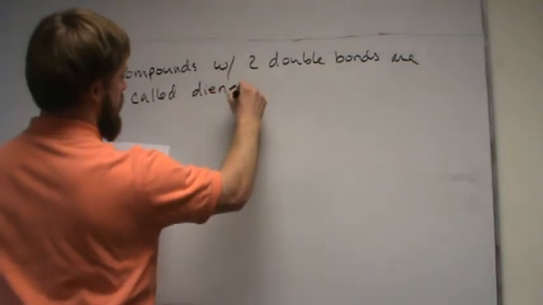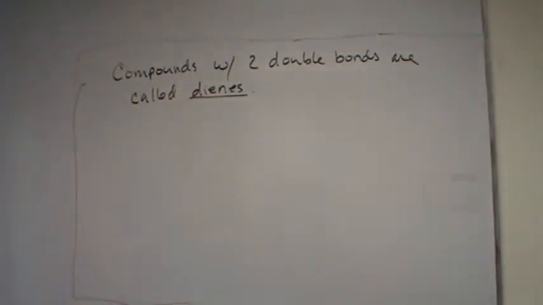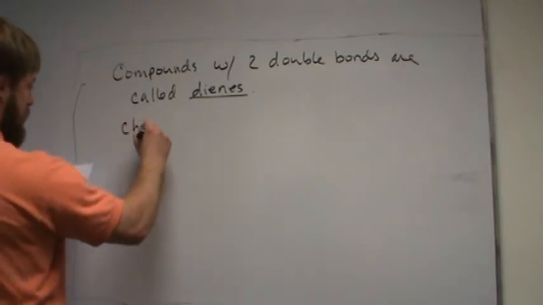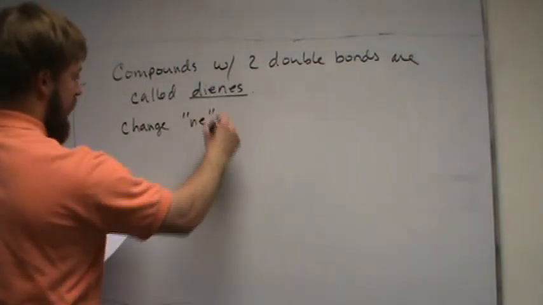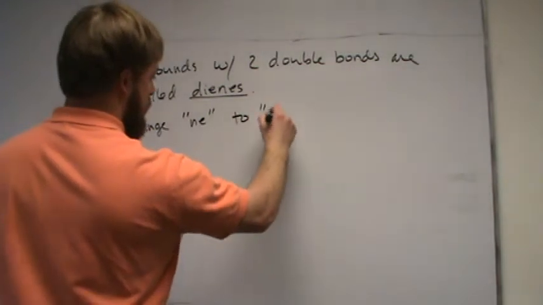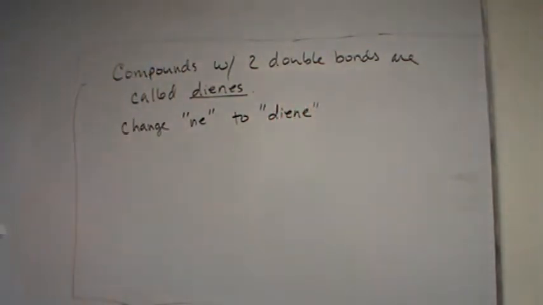dienes. Maybe a better example or analogy would be with alcohols. Since alcohols were functional groups instead of substituents, we called those diols. Okay. So what we do here is we drop the "ne" off of our alkene name, we change it to diene. It's that simple.